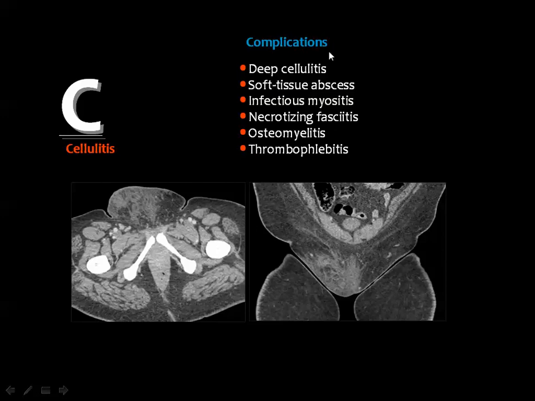The complications of cellulitis will include extension into the deep soft tissues, formation of abscesses, development of infectious myositis, necrotizing fasciitis, extension to the bone forming osteomyelitis, and extension to the vessels forming thrombosis and thrombophlebitis. This is an easy diagnosis of cellulitis in the anterior part of the pubic symphysis.